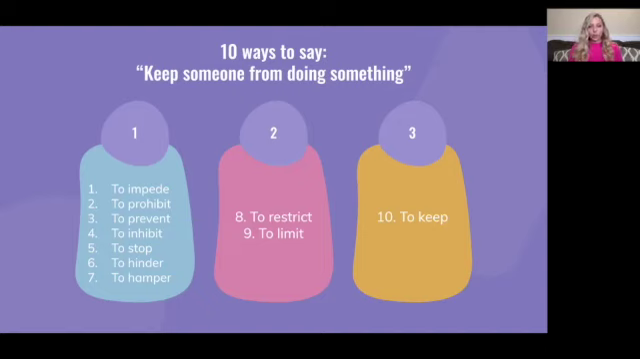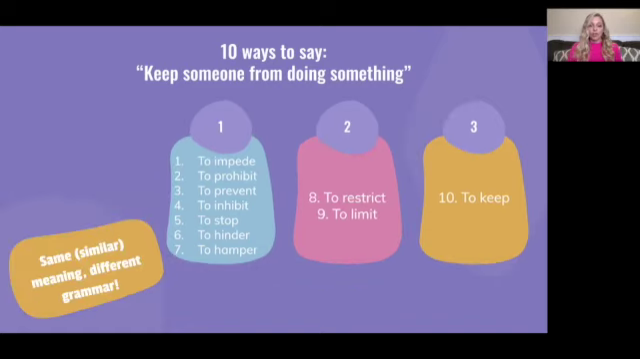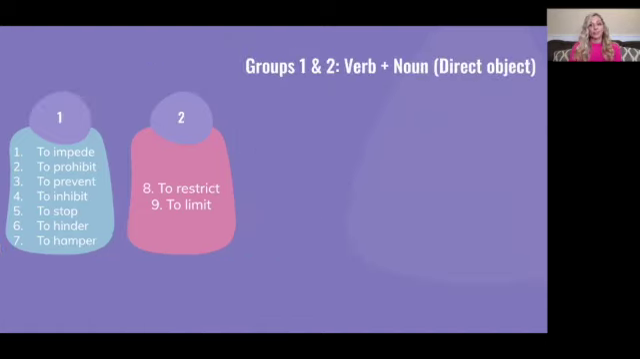So I've grouped all of these words according to the grammar that they use. All of these words have the same or very similar meaning, to keep you from doing something, but they use different grammar. Like what comes after them? Is it from? Is it a noun? Is it a verb? And I'm going to clarify that for you today. So these types of words have 3 different grammatical options.